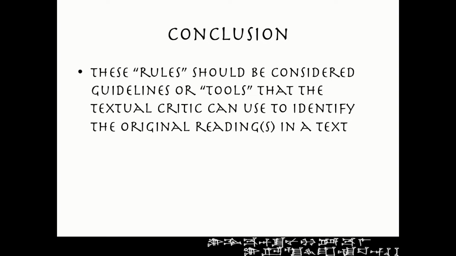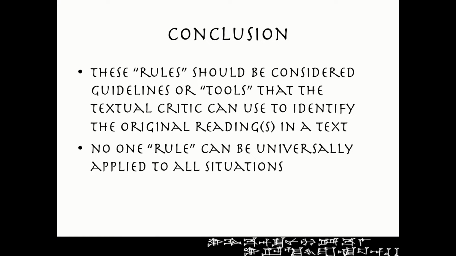So I say they should be considered guidelines or tools in your toolkit rather than hard and fast rules, which is, of course, why I put them in quotation marks. But these are tools or guidelines that the textual critic can use to identify original readings in a text. But you can't universally apply these things in a way that fits all situations. So you don't, for example, as a text critic, want to come now, armed with some of these rules, to Romans 5:1 and say, well, let us have peace, and we have peace. Well, we know which one because of rule number 2. We know which one it is.